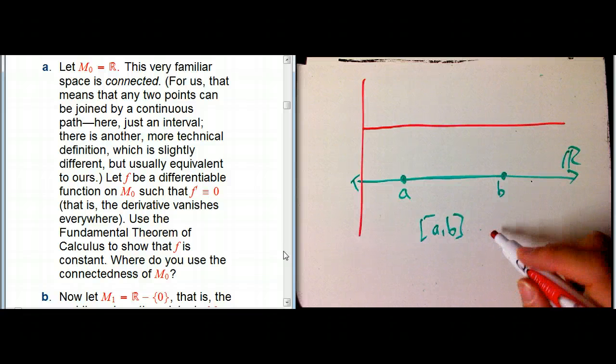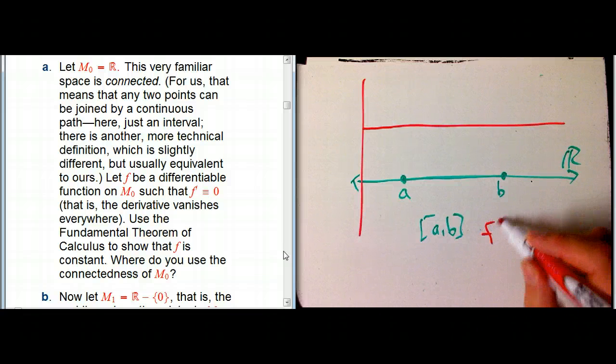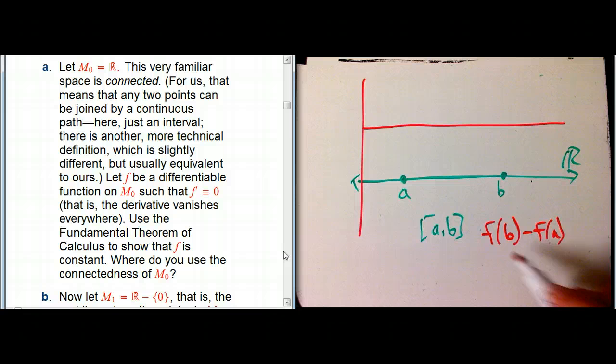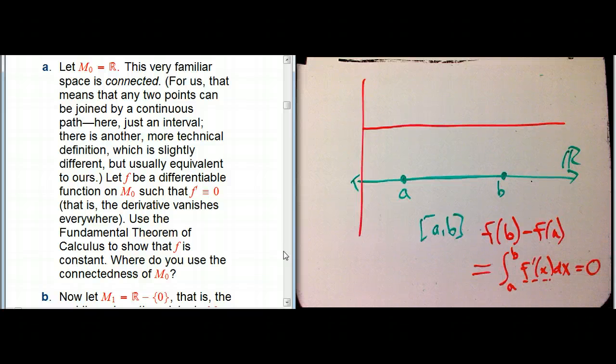Okay. So how do you prove something is constant? You could take the difference between the values at any 2 different points. That looks something like what the fundamental theorem of calculus talks about. That's the integral from a to b of f prime of x dx. Oh, but you told me this was 0 everywhere, so its integral is certainly 0. And so f of b is going to equal f of a.